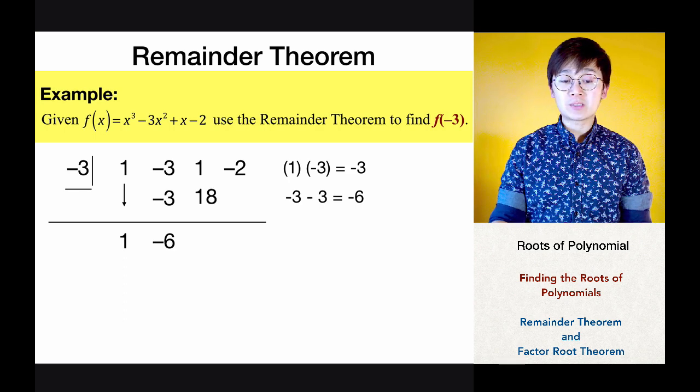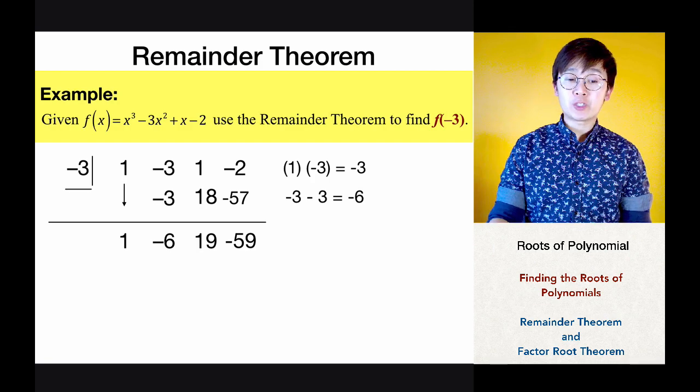So negative 6 times negative 3 is 18. Combining them is equal to 19. And then you multiply it again by the divisor, which gives us negative 57. And negative 2 minus 57 is equal to negative 59.